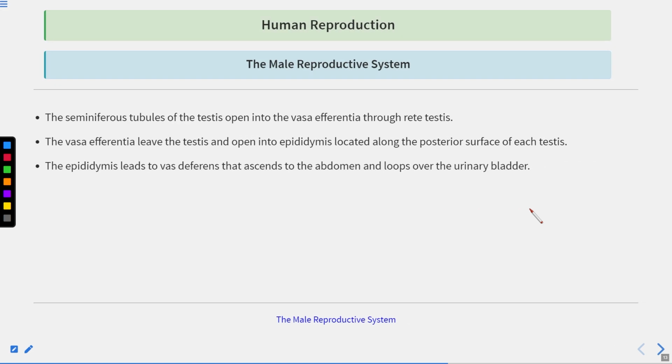Clear? Now, the seminiferous tubules of the testis open into the vasa efferentia through the rete testis. The vasa efferentia leaves the testis and opens into the epididymis located along the posterior surface of each testis. Now, epididymis finally leads into the vas deferens that ascends into the abdomen and loops over the urinary bladder. This we have already discussed.